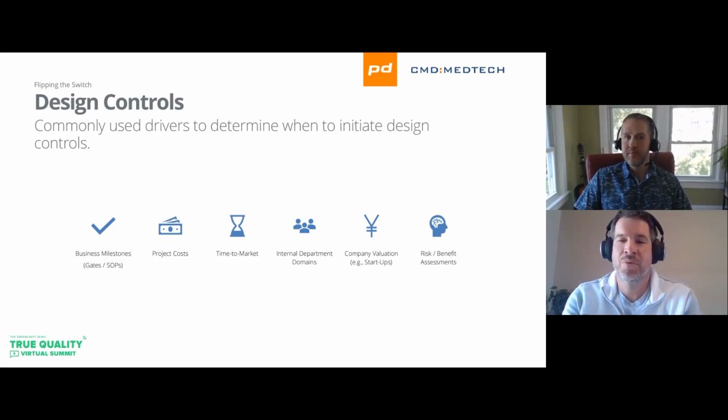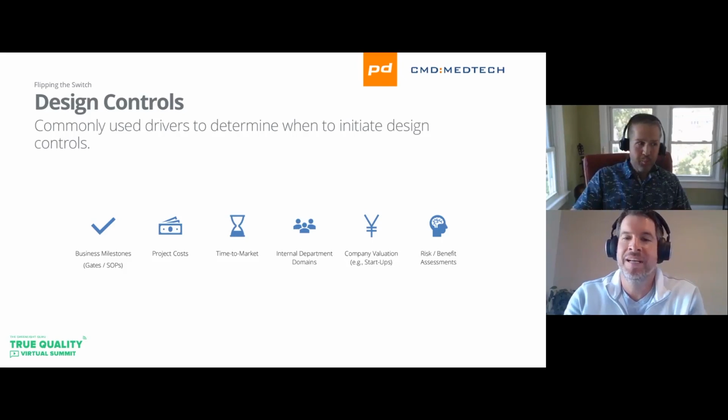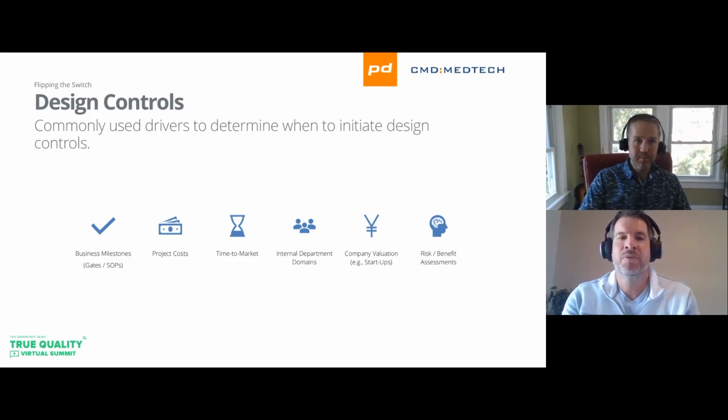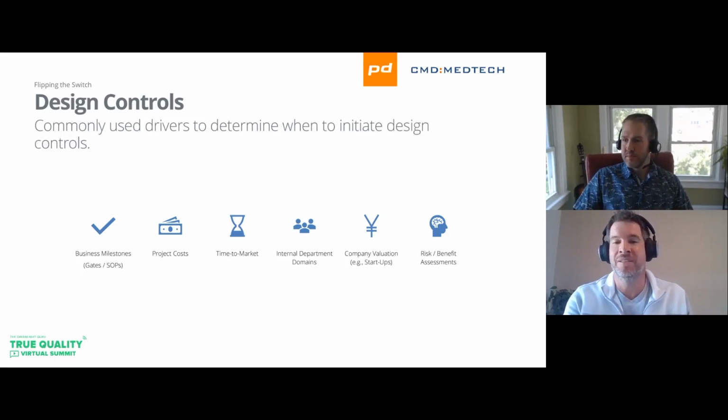So all these drivers are important, and honestly, they're a very real part of every company and every project that we work on. But if we're just talking about the real goal being to improve the quality outputs of the project, while at the same time reducing the cost and the timing, they're not always the best metrics to use and often can lead you astray.